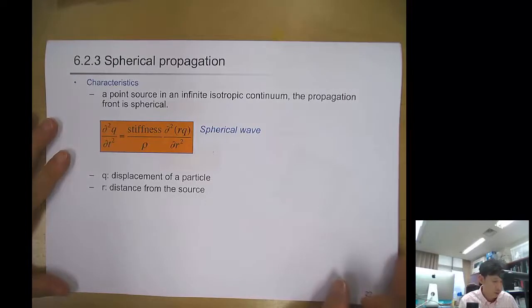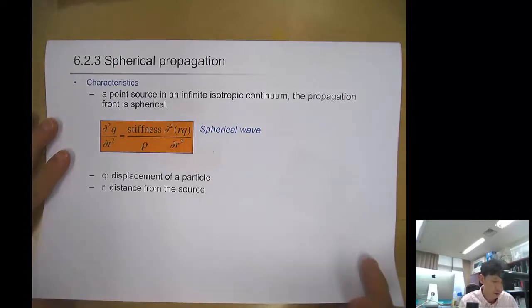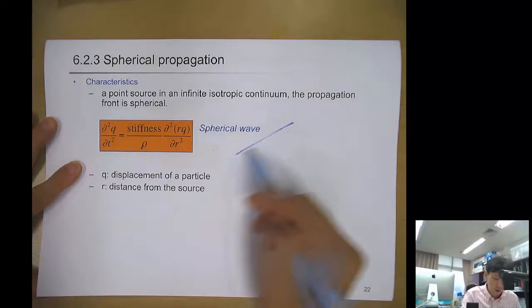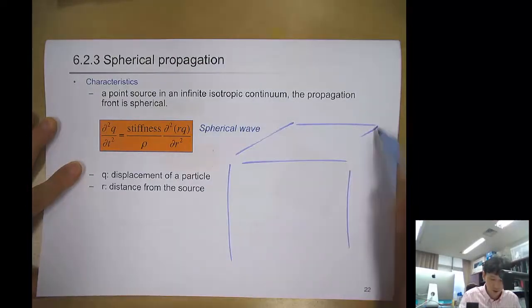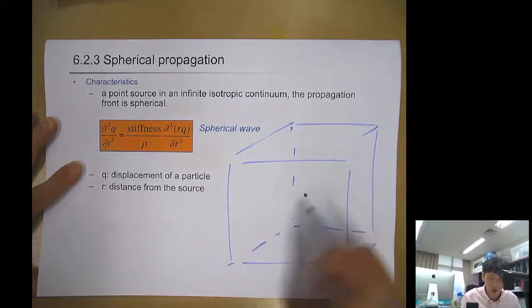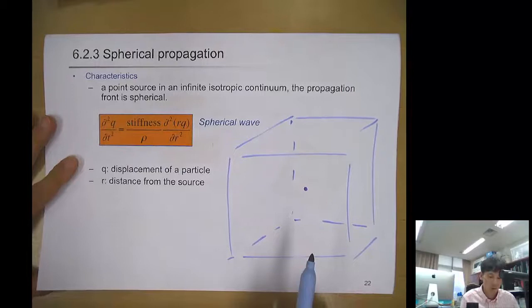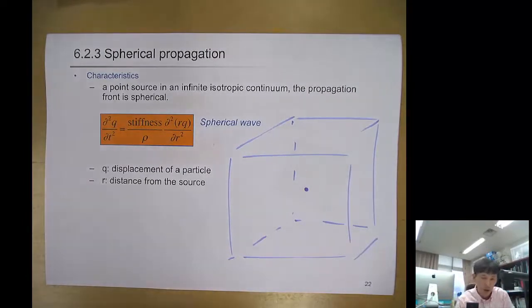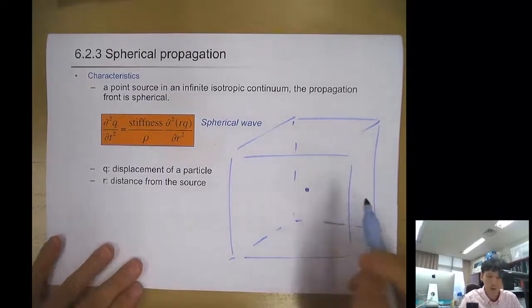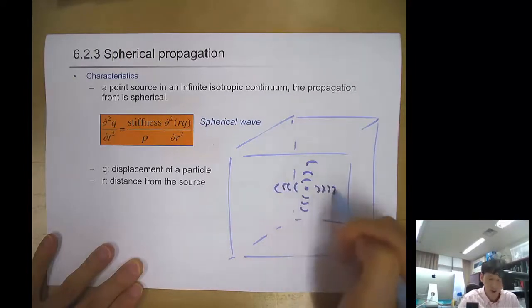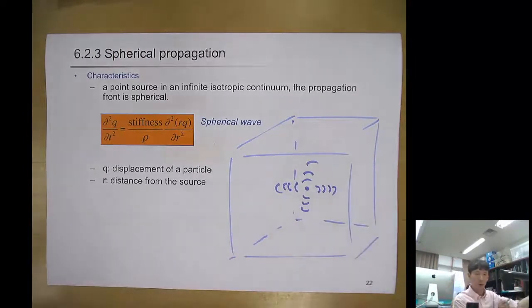And spherical propagation is a point source in an infinite isotropic continuum. The propagation front is spherical. So you can think of an infinite medium, and inside you have a source of wave propagation. For example, dynamite buried in soil at deep depth, and it blows and explodes, and it will generate the wave in all directions spherically.